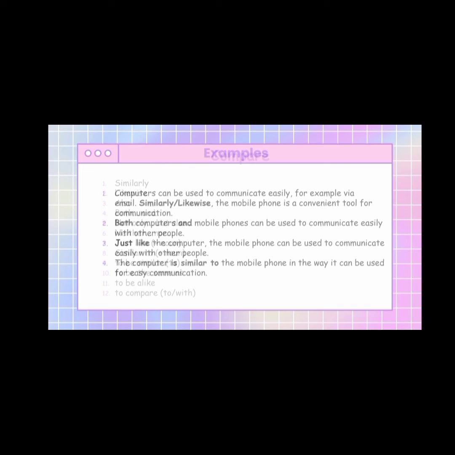Compare and contrast structure words are transition signals which show the similarities or differences. Here are common example structure words to compare: similarly, likewise, also, and, not only but also, neither nor, just like plus noun, similar to plus noun, to be similar, to be the same as, to be like, and last, to compare plus to or with.